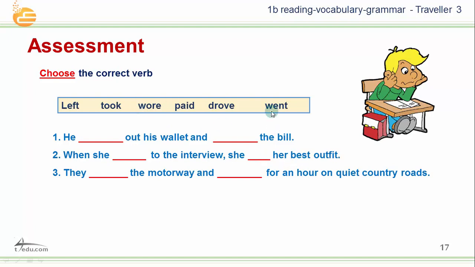So the verb went is the past of go. If you say go at present, so we are here in the past, we say went. And wore is the past of the verb wear. So number 3, also we still have two verbs. They left the motorway and drove for an hour on quiet country roads. So drove is the past of drive, and left is the past of leave. So we have leave, left, take, took, wear, wore, pay, paid, drive, drove, go, went. And here are the answers.